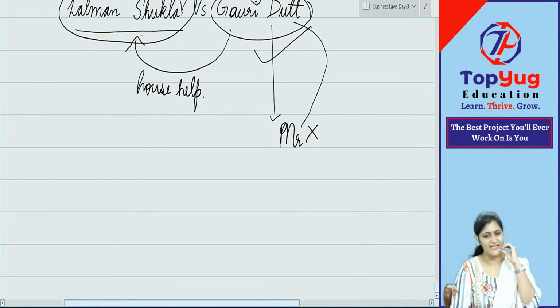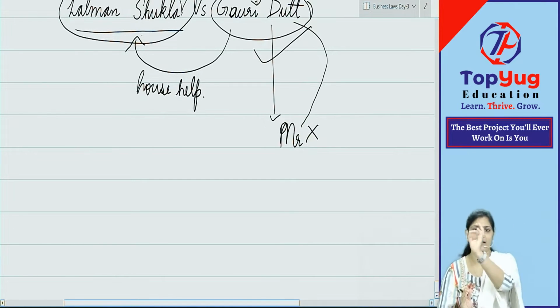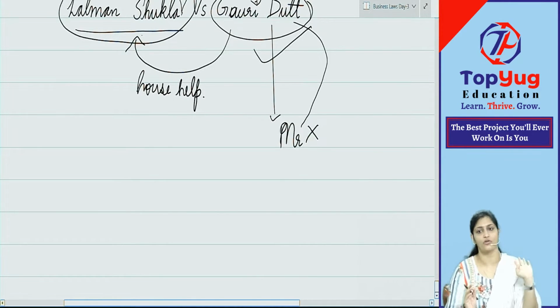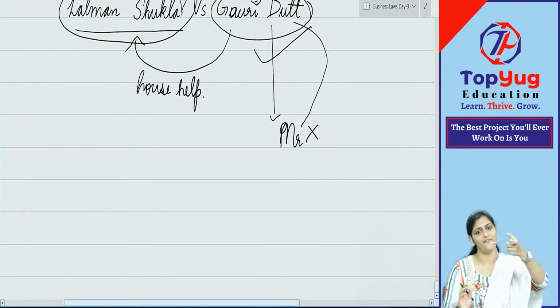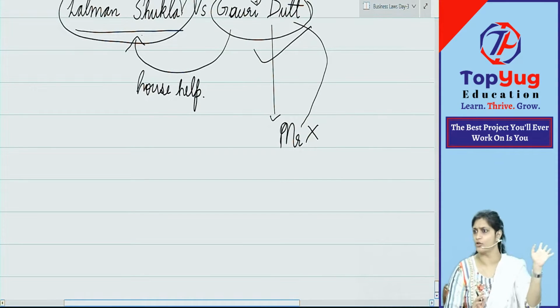In your own words, please write the facts of the case. You asked me once whether you should remember the case law facts also. In case laws, facts are not required to be remembered, only the decision. What is the decision of the court? In Lalman Shukla and Gauri Dutt, the decision was that an offer should always be communicated. Without communication, there is no valid offer. That decision you need to remember, not the facts. Similar facts will be given to you in the exam only.